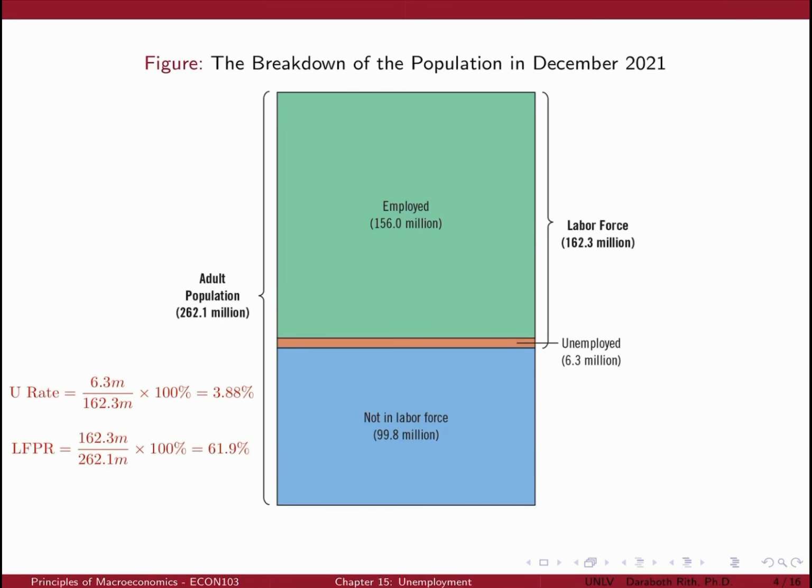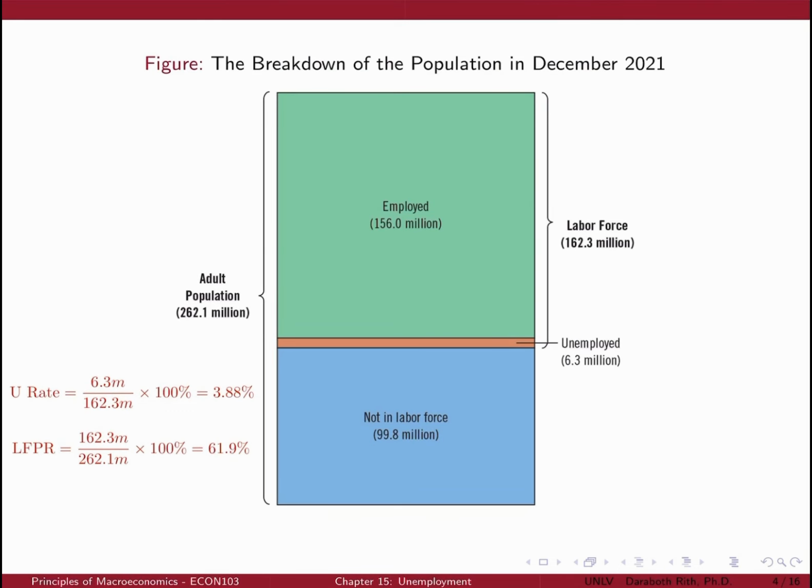Consider this example, data from December 2021. In that month, there were 156 million employed and 6.3 million unemployed. The labor force can be found by summing the number of employed and the number of unemployed. That is 156 million plus 6.3 million equals 162.3 million.